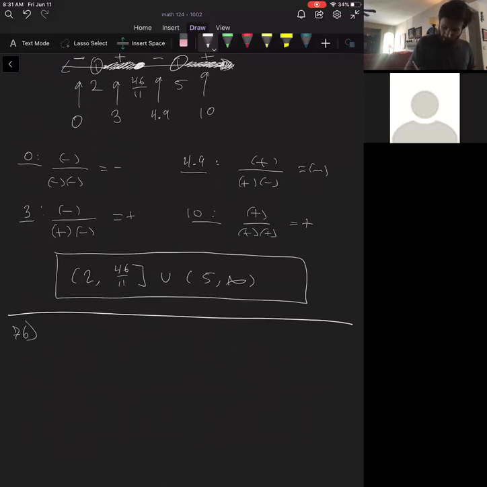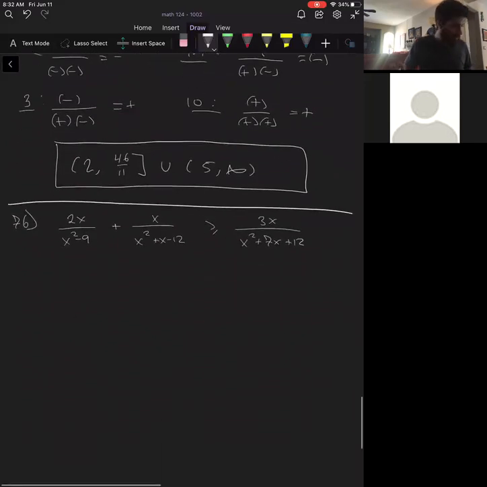So 76, we have 2x over x squared minus 9 plus x over x squared plus x minus 12 is bigger than or equal to 3x over x squared plus 7x plus 12. So we've got to get everything onto one side first. Let's first make sure we wrote everything down correctly.